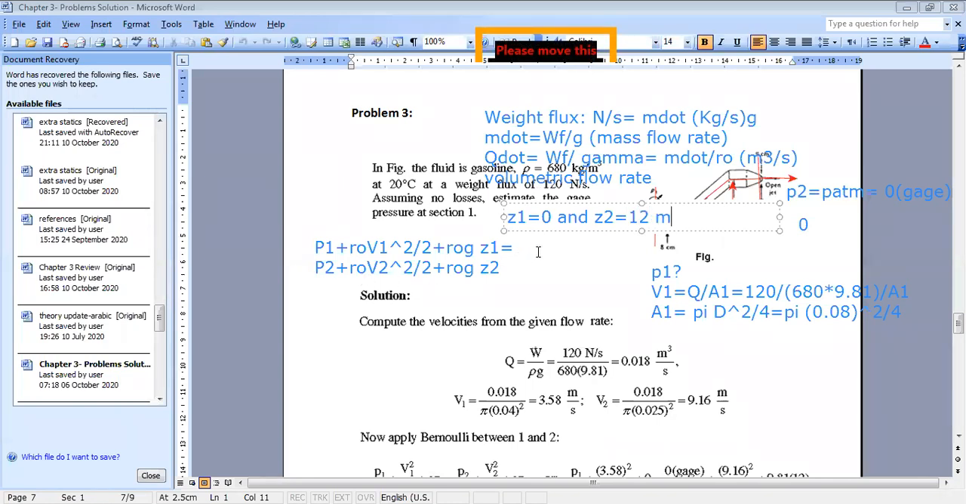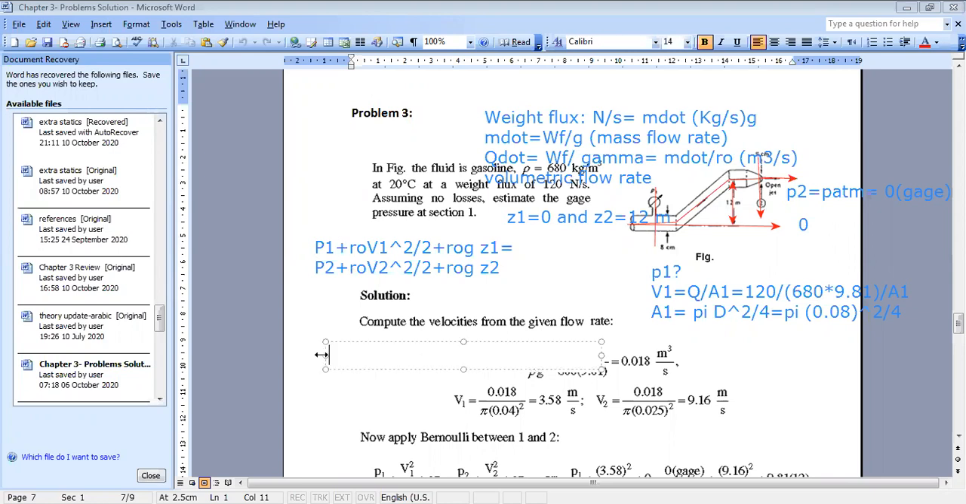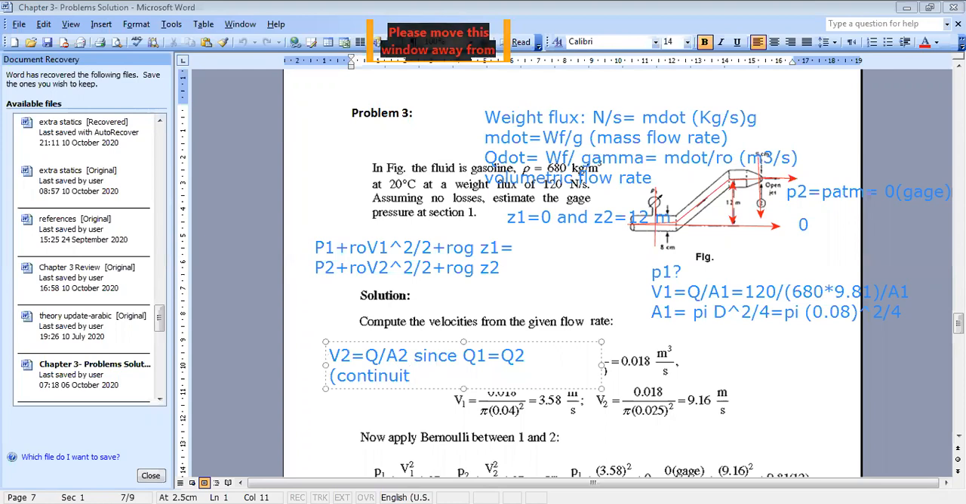Okay, so now I still have to specify what is V2, because I already have found everything else. For V2, from the continuity equation, you have that Q1 equal to Q2. So you can say that V2 is equal to Q over A2, since Q1 equal to Q2 due to continuity, because you have an incompressible flow.